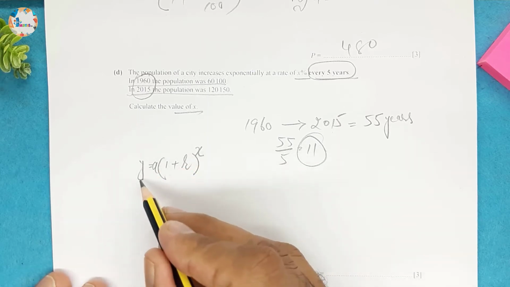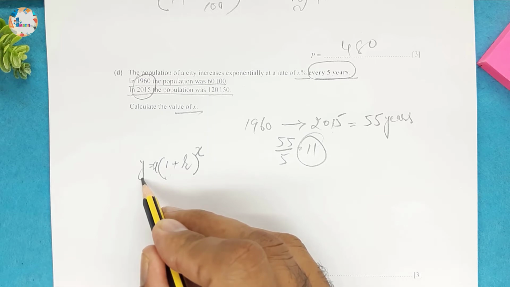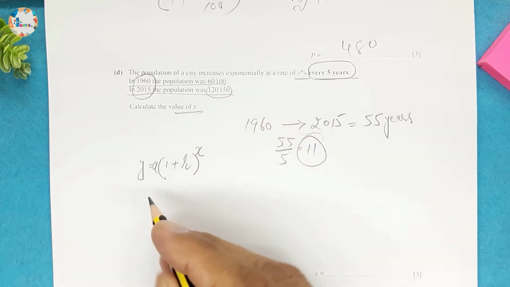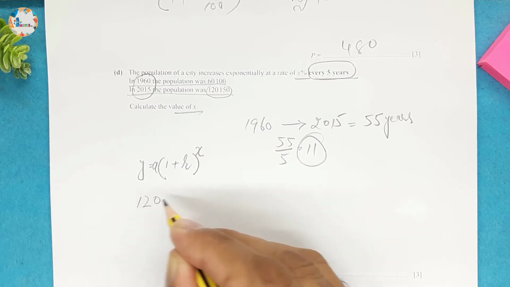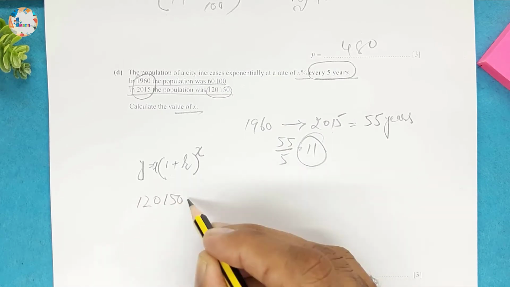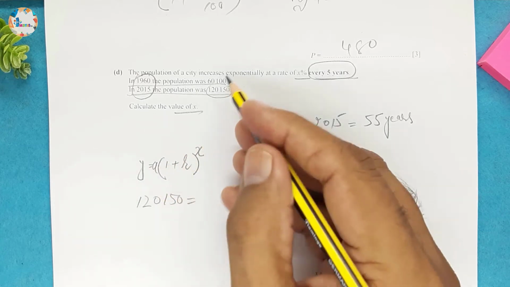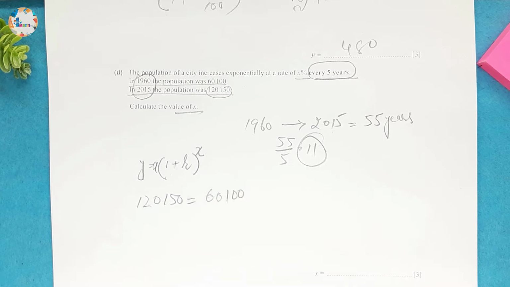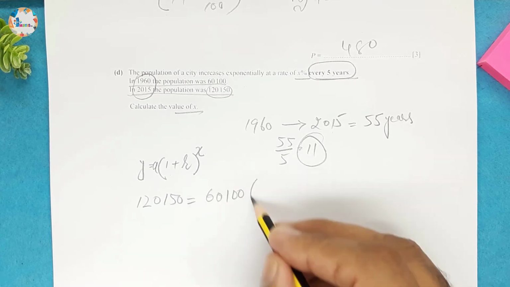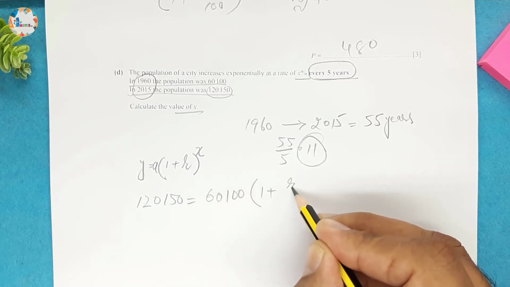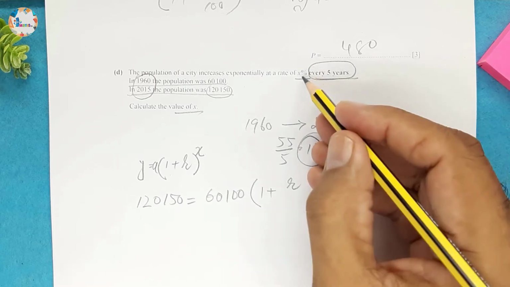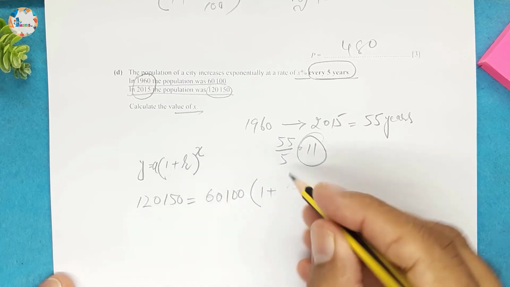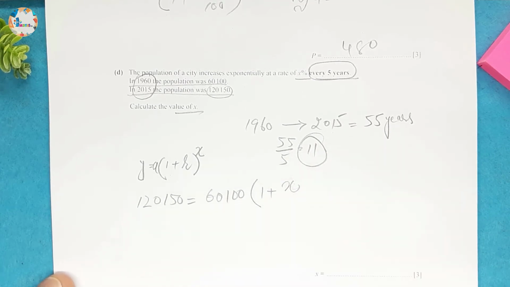This is the formula. So Y is basically the increased value, which is this one, 120150. A is the initial value, which is 60100. This is the starting value. Now in 1 plus R, R is our X percentage, so I will write here X. So this is basically the percentage which is required.